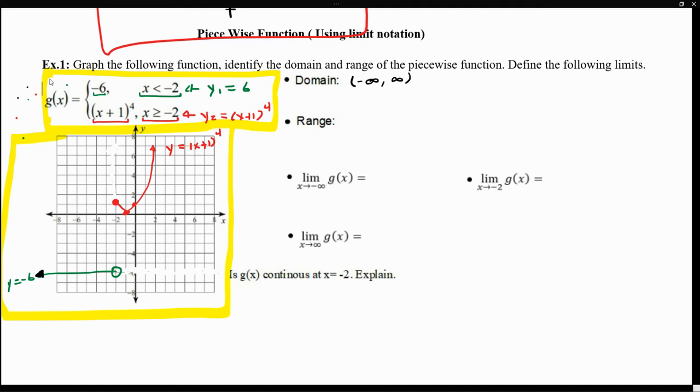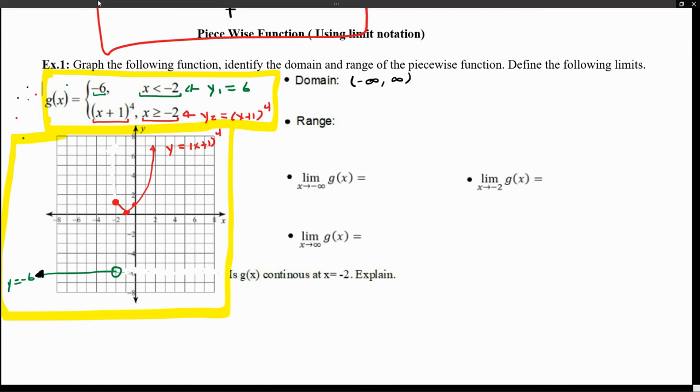Now I would like to make a small pause here because I want to address what's going on here. You might be saying, well, we have an open circle here. So how come we need to include this value in my domain? How come we're allowed to use -2 here, when my first function is not allowed to use it? Well, we're looking at the overall picture here. So even though -2 is not used on the function -6, it is used at the function x plus 1 to the fourth. So therefore, in the overall picture, we are using the value at -2.